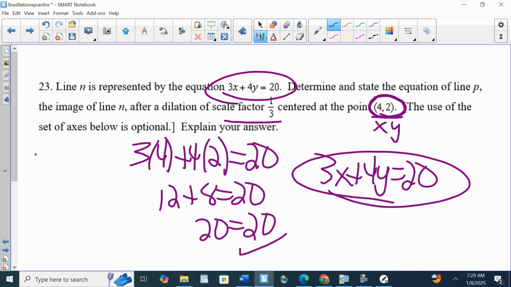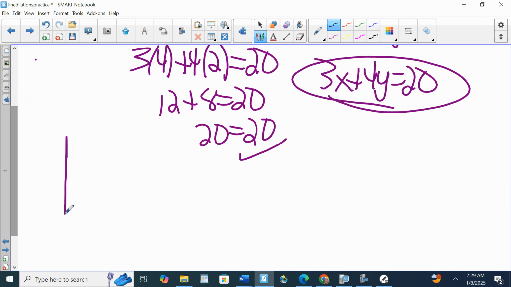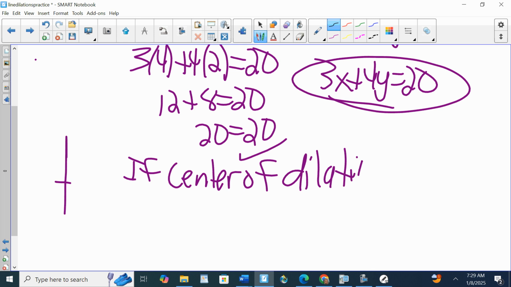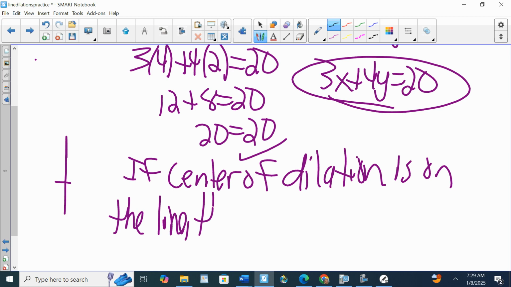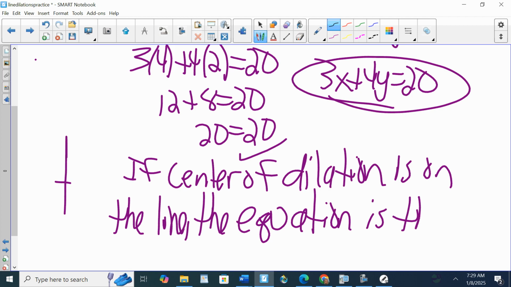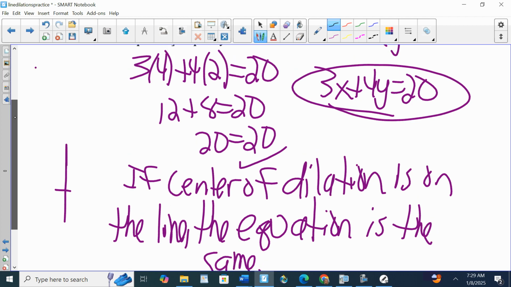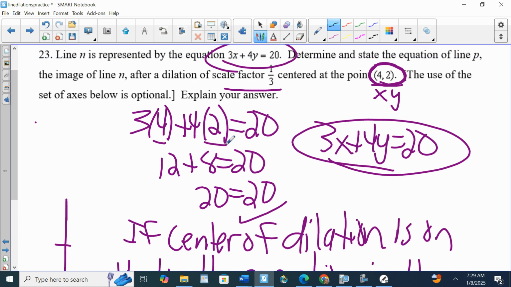The explanation: if the center of dilation is on the line, the equation is the same. That's the concept. And to determine if the center is on the line, I just substitute the values of the center point in for x and y, and if it works out, then yes, it's on the line, and if it doesn't, then it's not. So that's it. There's a lot of different questions they can ask.